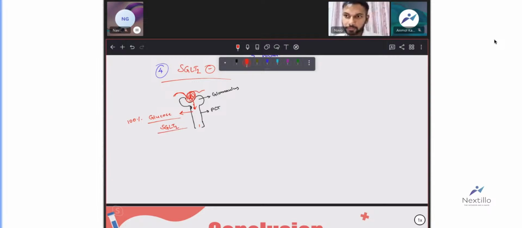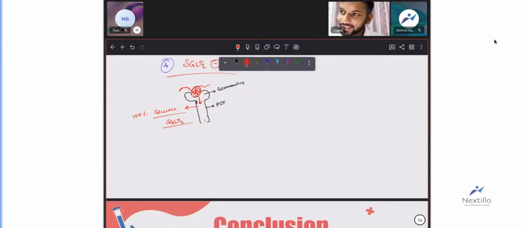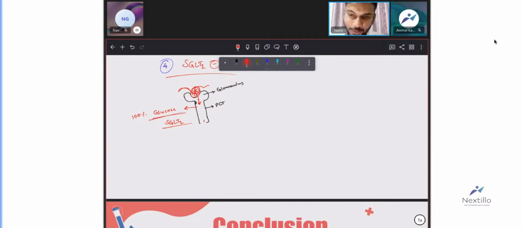SGLT2. With the help of SGLT2. Now, so it is reabsorbing 100% of glucose through PCT.